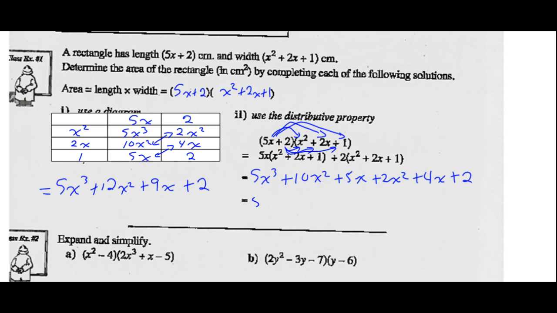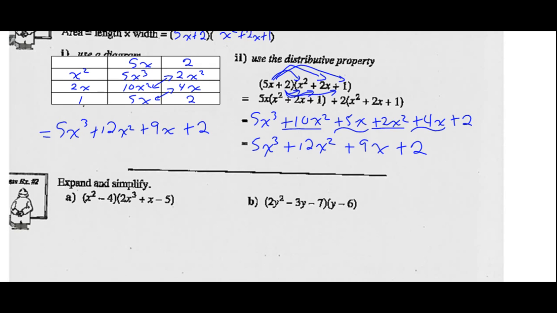And now combine like terms. So 5x cubed, add 10x squared and 2x squared is plus 12x squared. 5x plus 4x is a plus 9x. And we've got the plus 2. So it doesn't matter which method you use, you should get the same product.